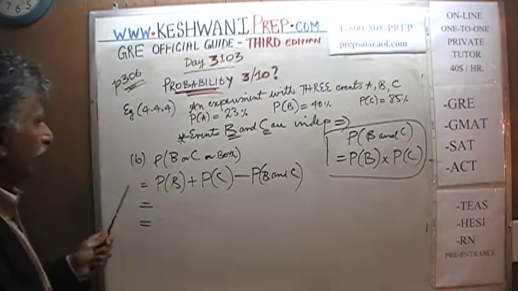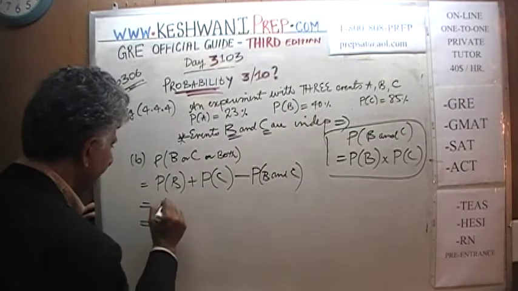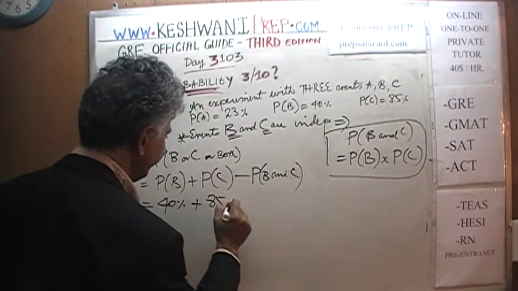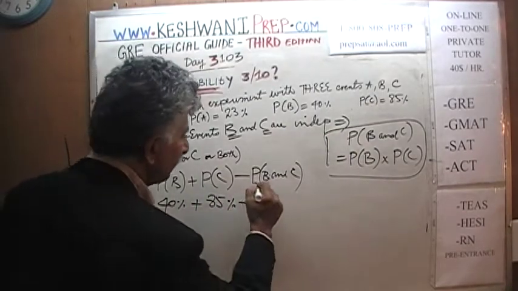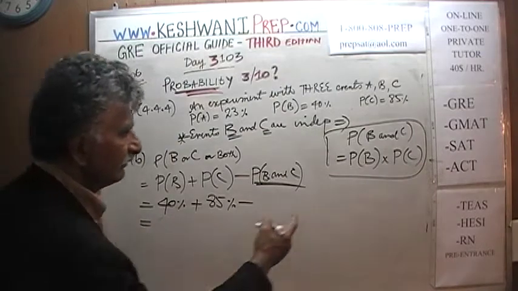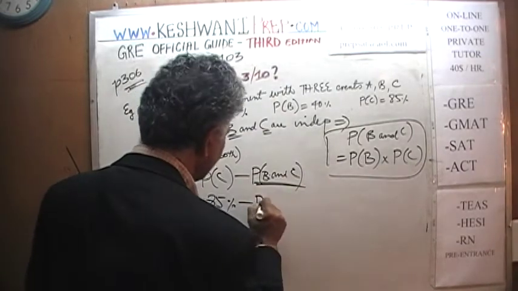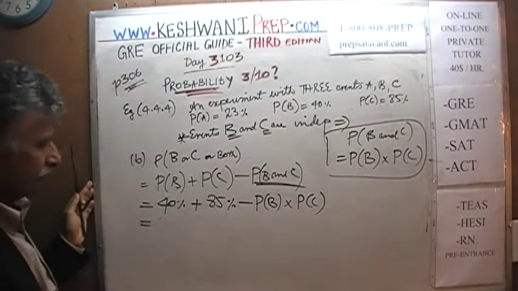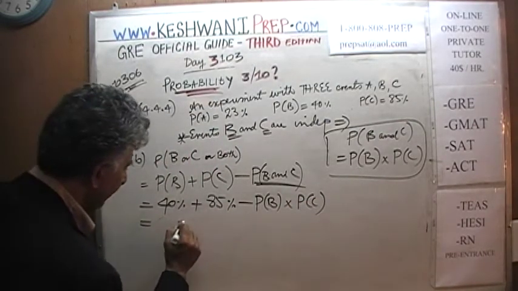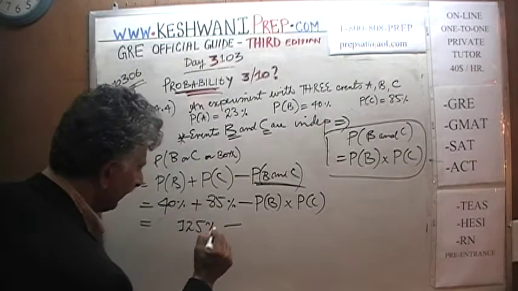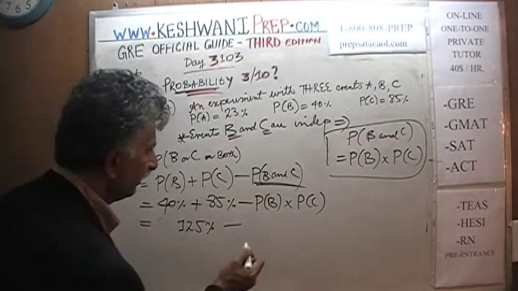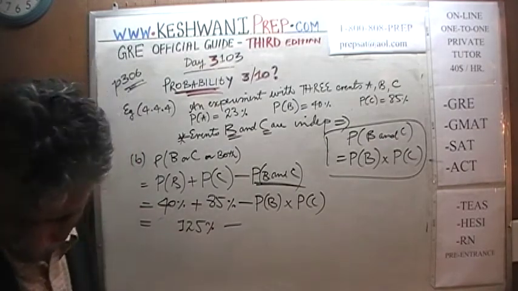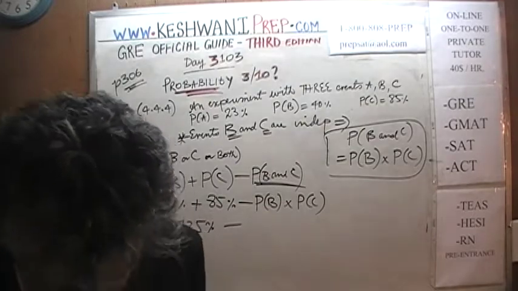You understand? The odds of B happening is right there, 40%. The odds of C happening, we are told, is 85%, minus the odds of both of them happening at the same time, which is simply the odds of B happening times the odds of C happening. 40 plus 85 is going to be 125%, minus, and obviously we can't have 125%, B times C. Tell you what, why don't we do it in fractions? I don't like this percentage business.